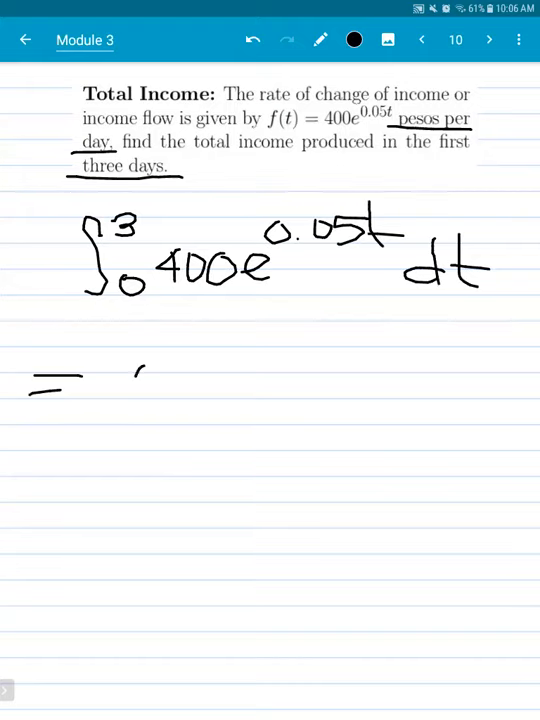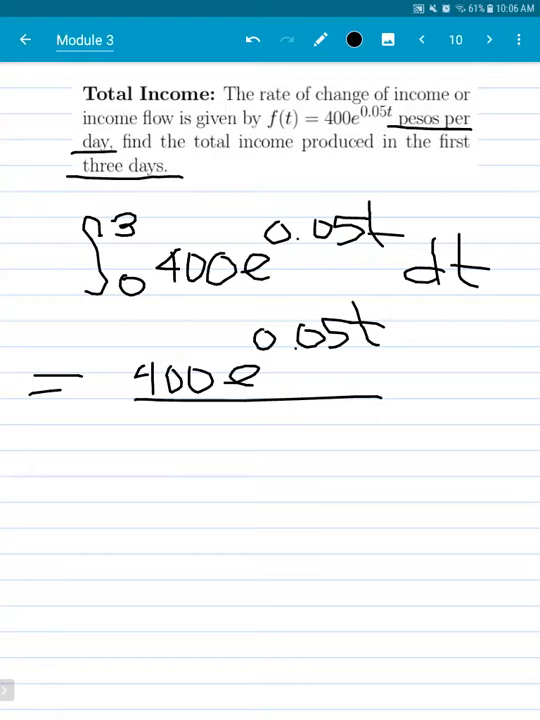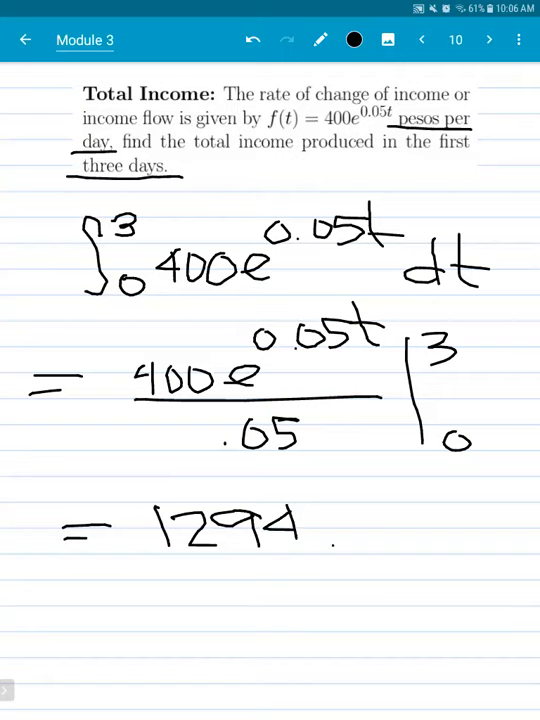And if you integrate this using substitution, in differentiating it, you'll be multiplying by 0.05, but in integrating it, you will be dividing by 0.05. And just verify that you have 1,294.67 pesos. This will be his income for 3 days. If the currency is not given, just put the units of currency.